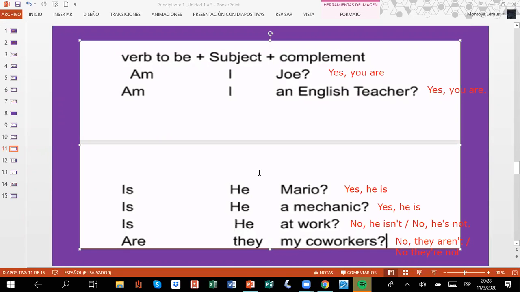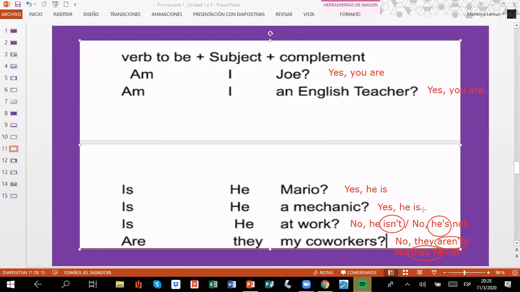Okay. Is he Mario? Yes, he is. Is he a mechanic? Yes, he is. Is he at work? No, he isn't. Oh, no, he's not. ¿Verdad? Aquí, en este caso, la contracción puede ser acá o puede ser acá. ¿Verdad? No, they aren't. Puede ser aquí o puede ser aquí. No, they're not. Ambas son correctas.